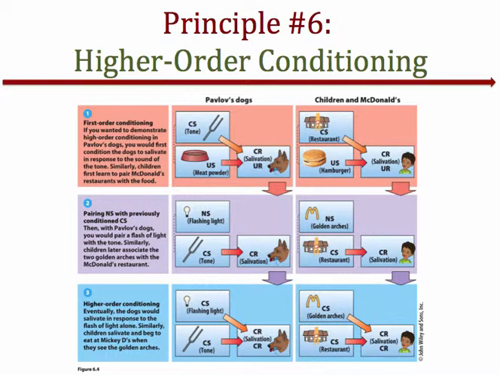But now, if we want to condition a flashing light, which again was previously neutral, we pair that with the sound of the tone repeatedly, and that will condition the flashing light to produce the salivation response as well, because it's been paired with a previously conditioned stimulus. So really the only difference between higher order conditioning and regular classical conditioning is that you never actually pair the neutral stimulus, in this case the flashing light, with the unconditioned stimulus. It never gets paired with the meat powder directly. It's only paired with a previously conditioned stimulus.